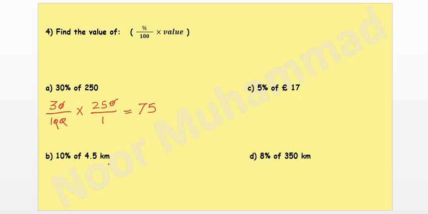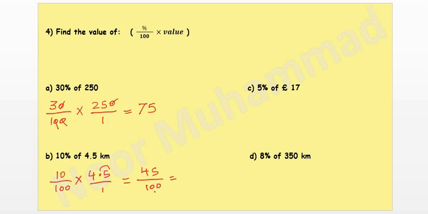What is 10% of 4.5? So 10% means 10 out of 100 and then multiply it by what? By 4.5, right? Now how do we multiply? Whenever we are multiplying any number that has the decimal with 10 or hundreds, we just move the decimal to the right side. So this one will become 45 out of 100.